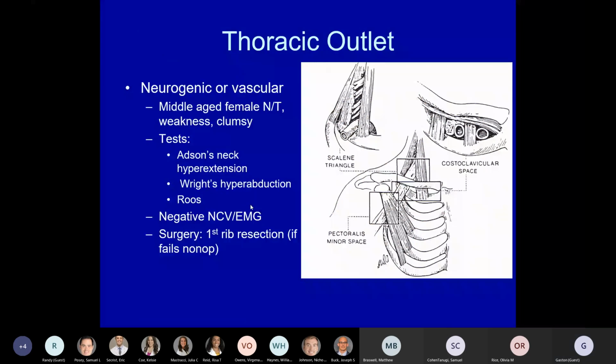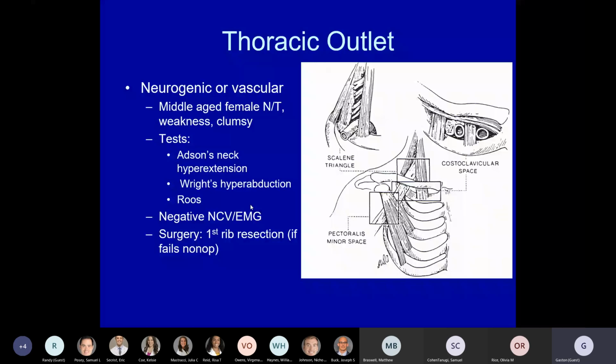Thoracic outlet. Not tested as much, but just briefly, there's two types, neurogenic and vascular. They're typically going to give you a middle-aged female that comes in with these random complaints of some numbness and tingling, weakness, kind of a clumsy hand, normal exam, normal nerve study, and then hopefully they'll give you some tests like Adson's or Roos' or tests that are specific for thoracic outlet.